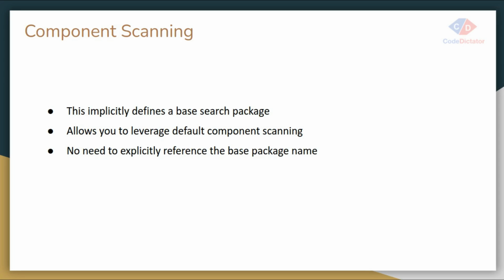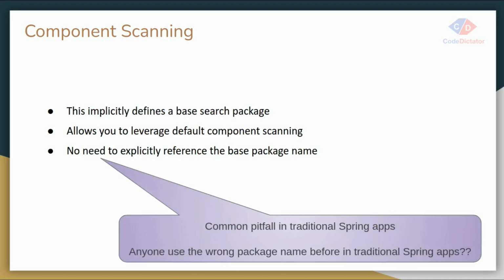Component scanning implicitly defines a base search package, allowing you to leverage default component scanning, and there is no need to explicitly reference each and every base package. Like if you have the base package at your root level, you can automatically use all the packages. So what exactly is the meaning of no need to explicitly reference the base package name? Basically, it automatically picks up those packages and follows the same structure.